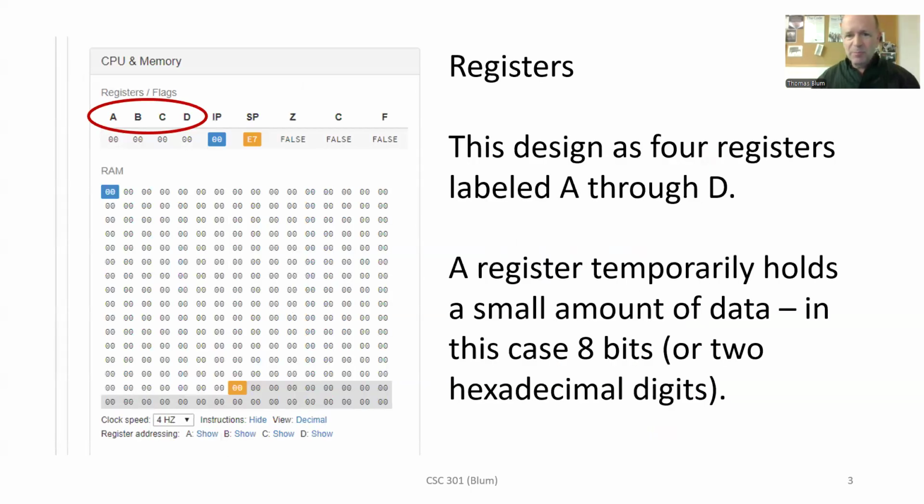Okay, so again, just repeating. A, B, C, D are registers. Registers are places where you can temporarily hold a little bit of data, because this is an 8-bit architecture. So those registers are holding 8 bits, which is going to be seen here as 2 hexadecimal digits.